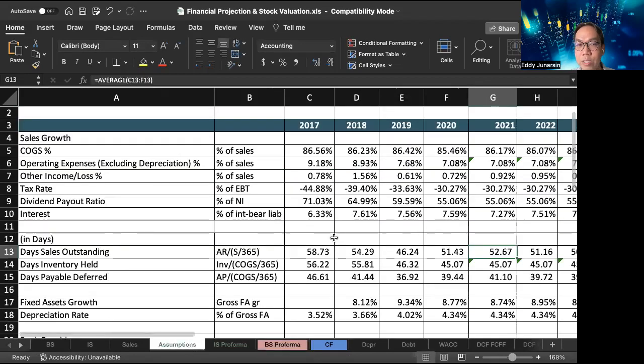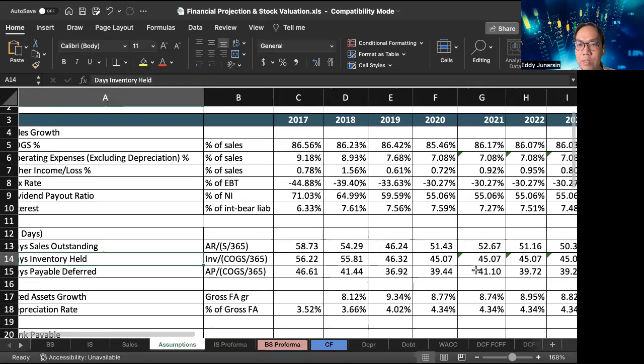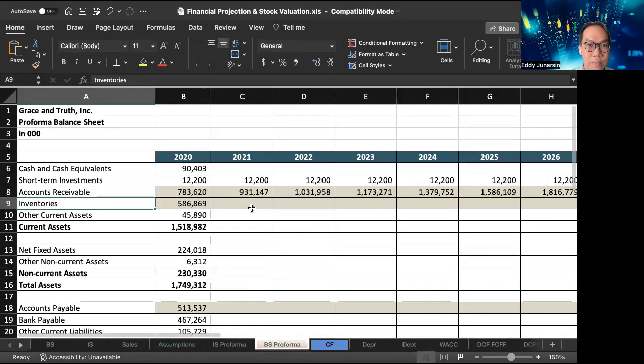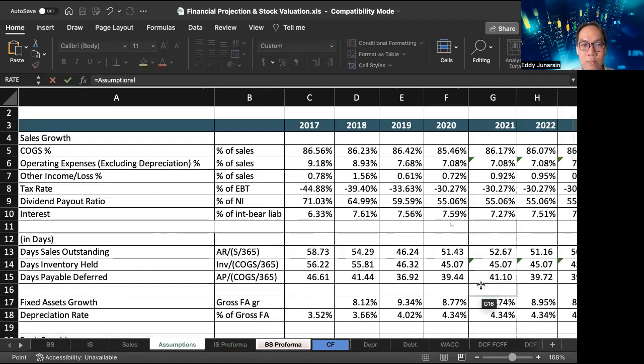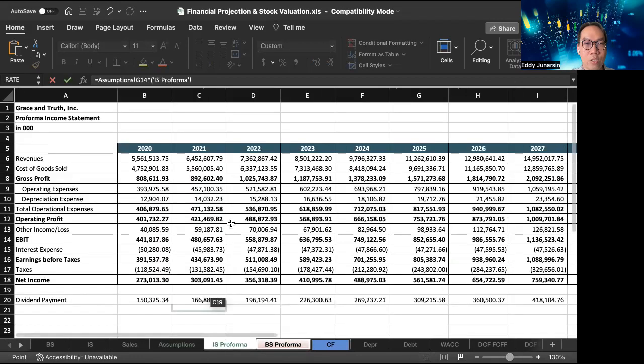Inventories, I think we got the assumption as well. Inventories here using days inventory held as the basis. See the ratio in 2021. So we do it here. So the projected ratio for 2021 times the daily cost of goods sold. Cost of goods sold daily. Okay, the ratio times daily cost of goods sold in 2021.